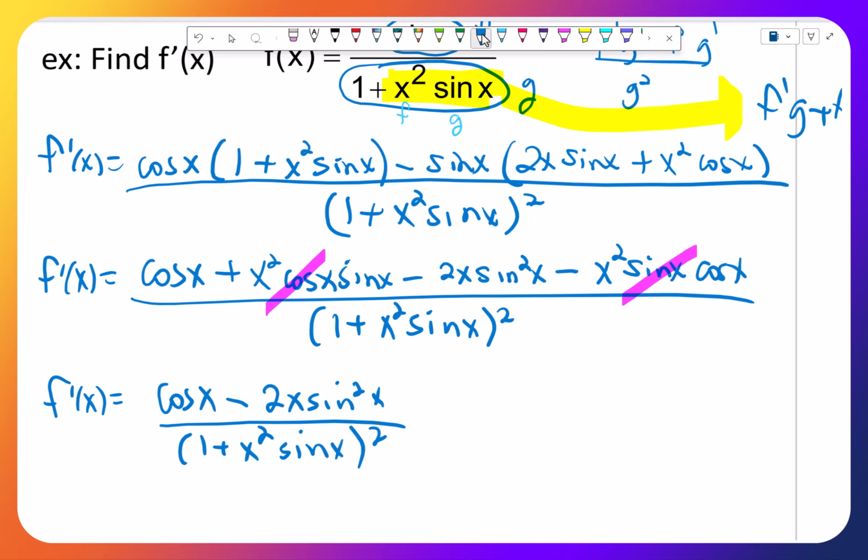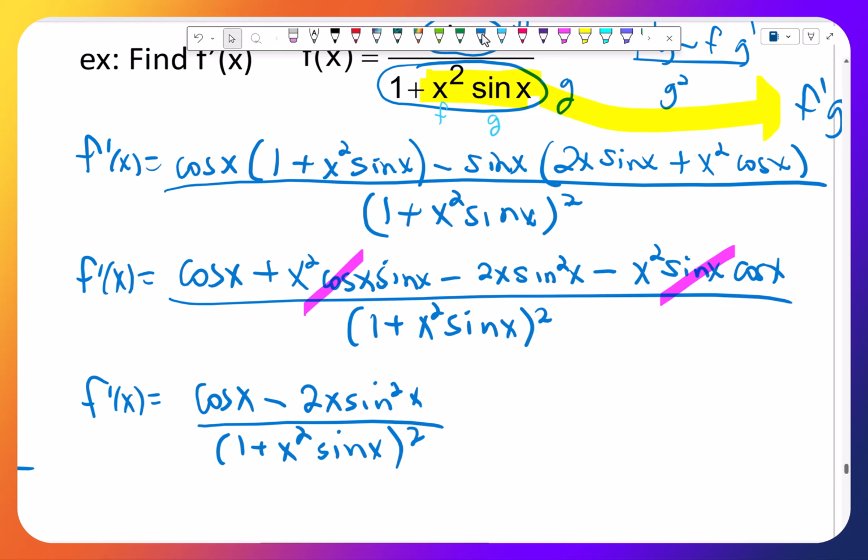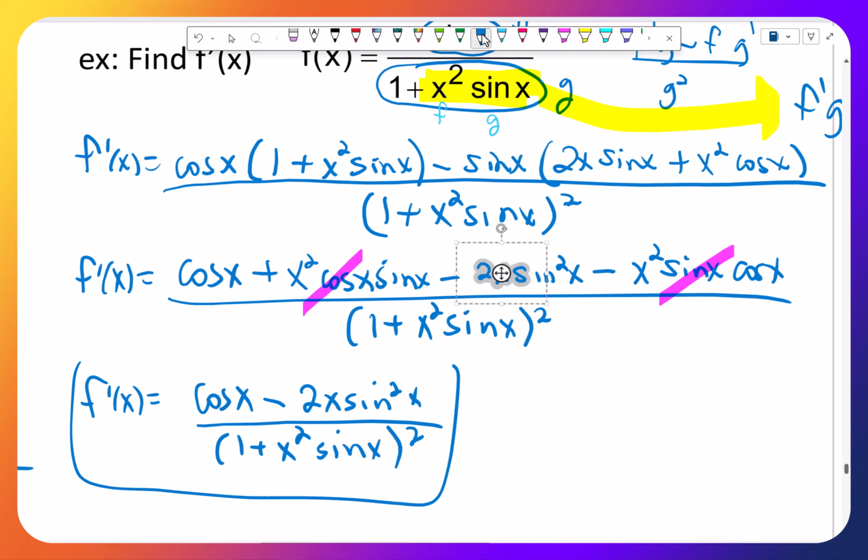Could I change sine squared to 1 minus cosine squared? Sure. Is that going to help me get smaller? No. So we're just going to leave it just like this. We're going to leave it alone. All right. How are we doing?